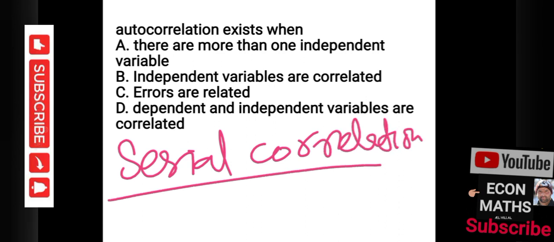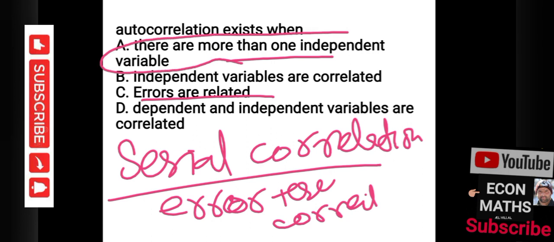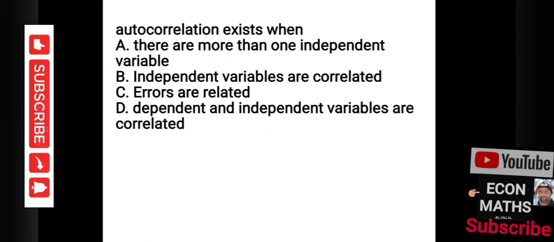So serial correlation or autocorrelation exists when the error terms are correlated. So the correct option is option C. There are more than one independent variables, so this is the case of multicollinearity. Okay. So correct option in this case is C, that is, in case of autocorrelation, errors are related or correlated.